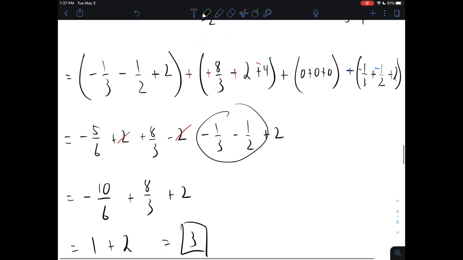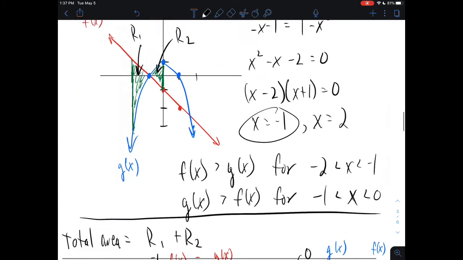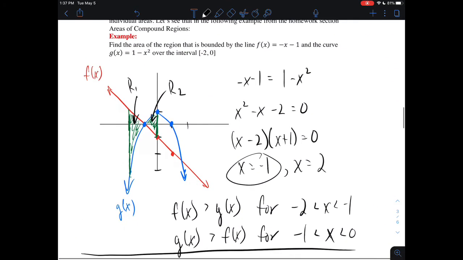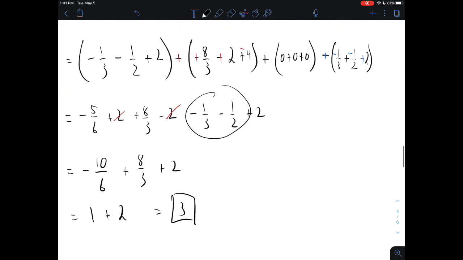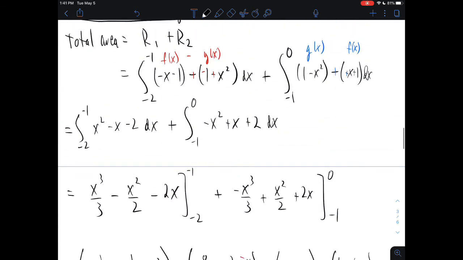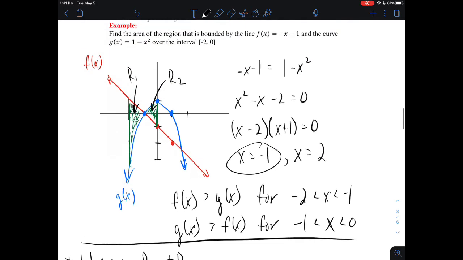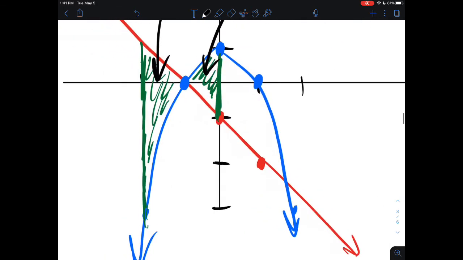So the total area between those two curves is 3. Something of a comment about our result: you might notice that we got a positive answer for our area. But if you look at this picture, it certainly looks like there's more area below the x-axis. So you might be thinking, shouldn't this be a negative area at the end?